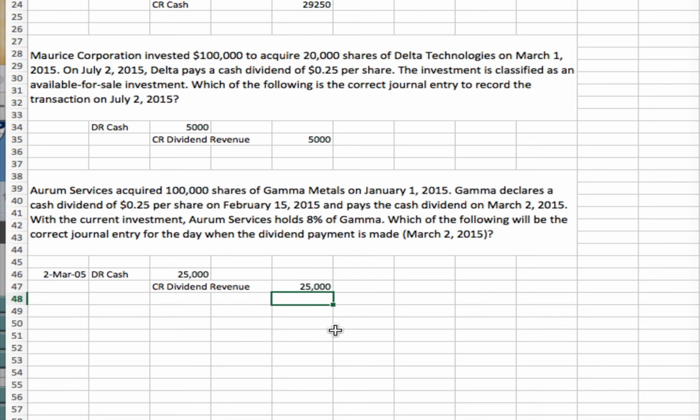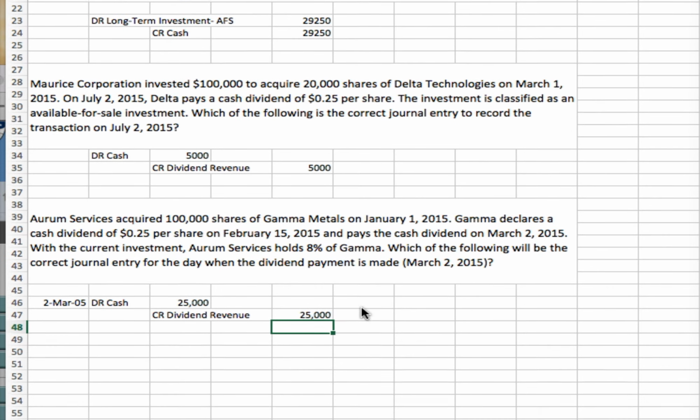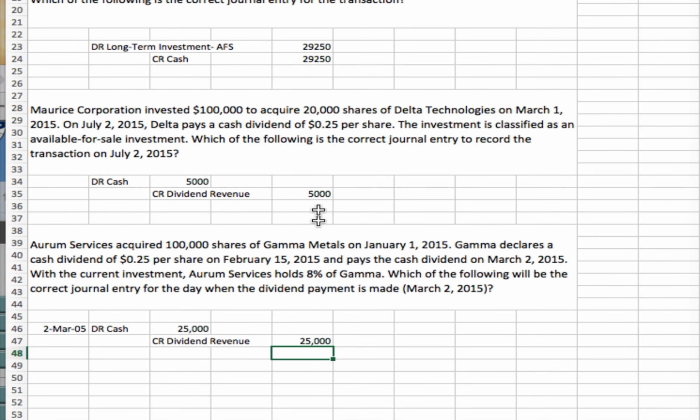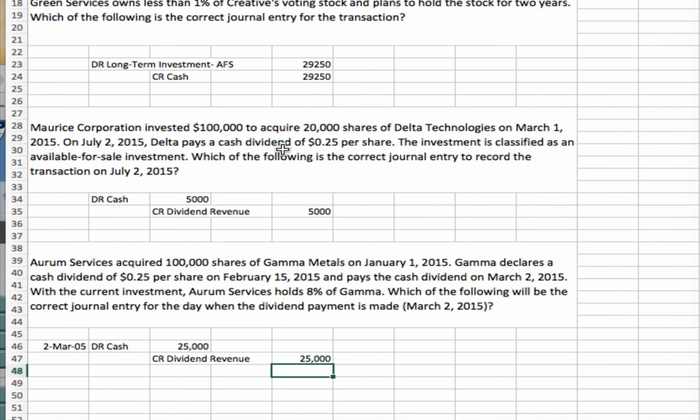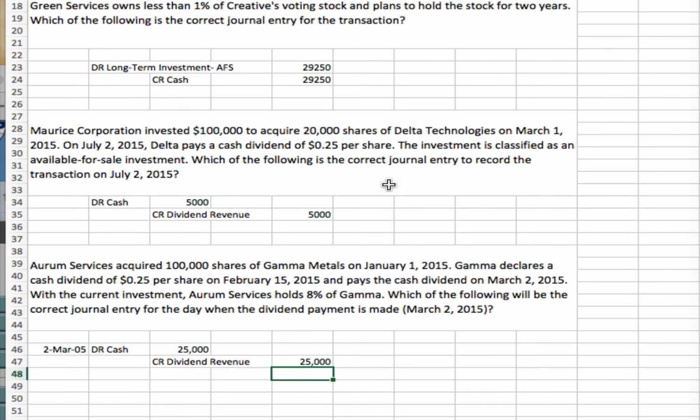Okay, so you see none of these are terribly difficult. You just got to make sure that you're looking at the information provided and drawing the correct conclusions from that.